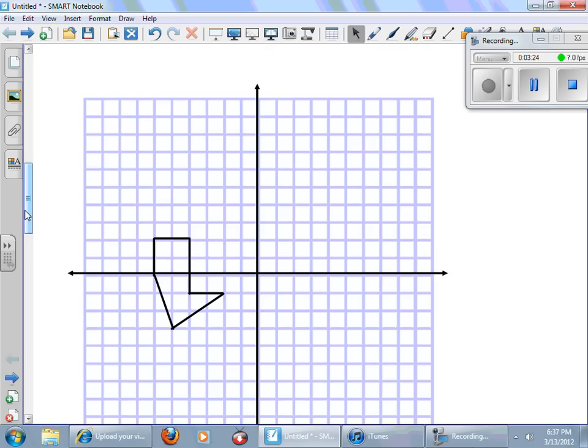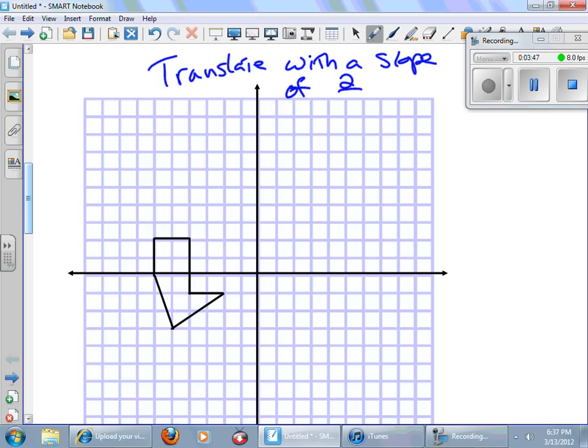All right, hopefully you've got some graph paper handy from all the times I've given you some. And this time I'd like to take that same polygon and I would like you to translate it with a slope of 2 over -3. Now, if you remember back from the second quarter, slope is the rise over the run. So this means that with this point, I'm going to rise 2 and I'm going to run -3.